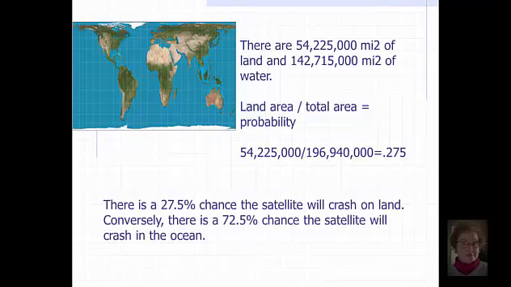Now, conversely, that means there's also a 72.5% chance that the satellite will actually crash in the ocean. Because where is it going to crash? It's either going to crash on land or it's going to crash in the ocean, and those two probabilities need to add up to 100%.